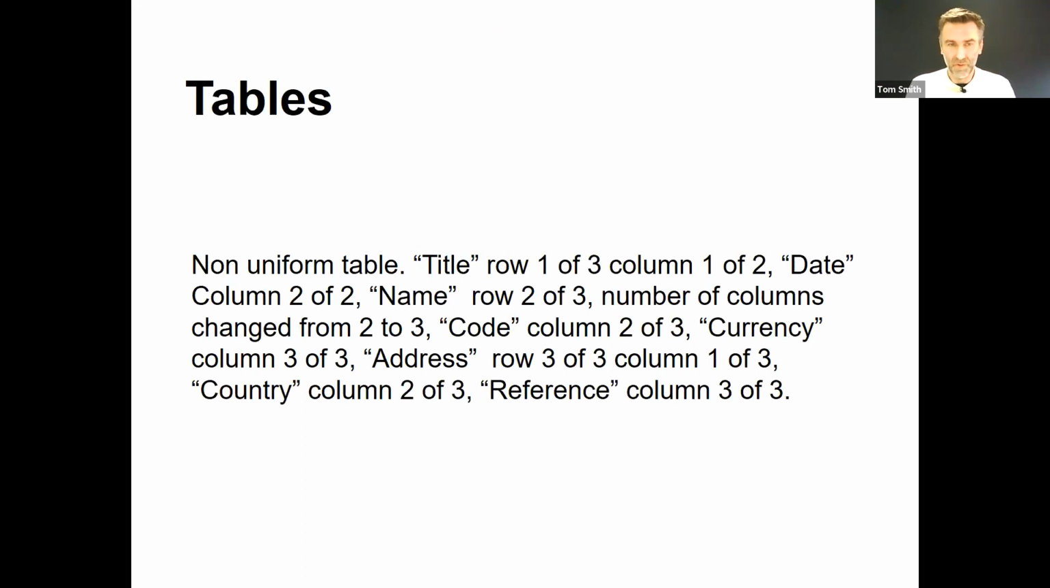Okay, so we've got, it's a non-uniform table. Title, row 1 of 3, column 1 of 2 is date, column 2 of 2 is name, row 2 of 3, number of columns is changed from 2 to 3, code, column 2 of 3, currency, column 3, address, row 3 of 3, column 1 of 3, country, column 2 of 3, reference, column 3 of 3.